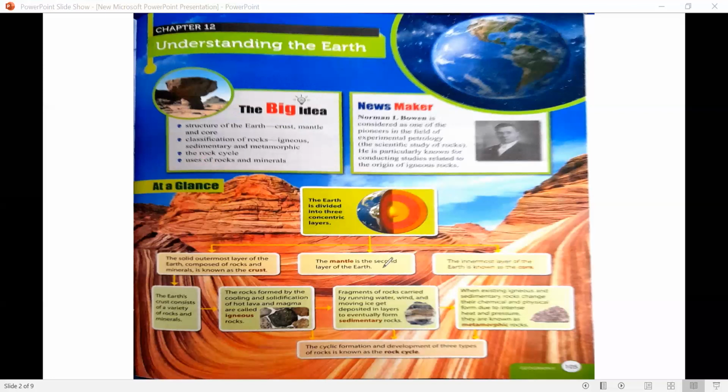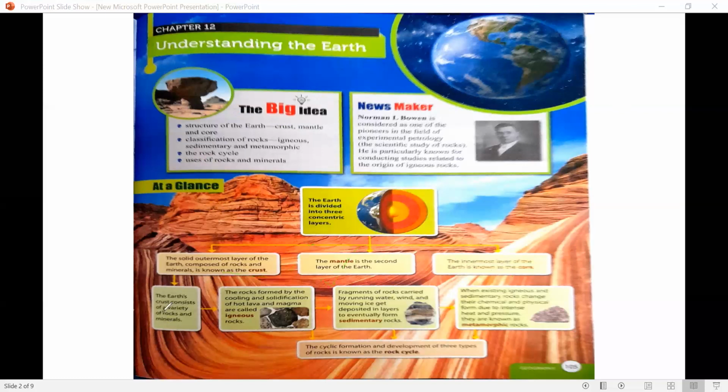Now, what is mantle? Mantle is the second layer of the earth, and we will learn further about it in the coming minutes. Okay. Now, what is the core? Core is the innermost layer of the earth. Now, we have learned the core, we have learned the mantle, we have learned the crust.